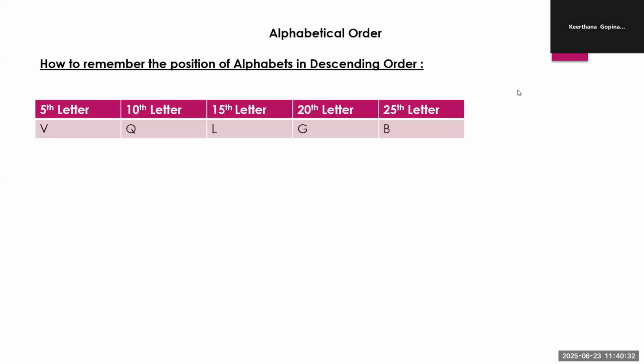In the descending order, the fifth letter from the left is V, 10th letter from the left is Q, 15th letter from the left is L, 20th letter is G, and 25th letter from the left hand side is B. Are you understanding this? The position of alphabets in the descending order. V, Q, L, G, B. Yes, sir. That is all.